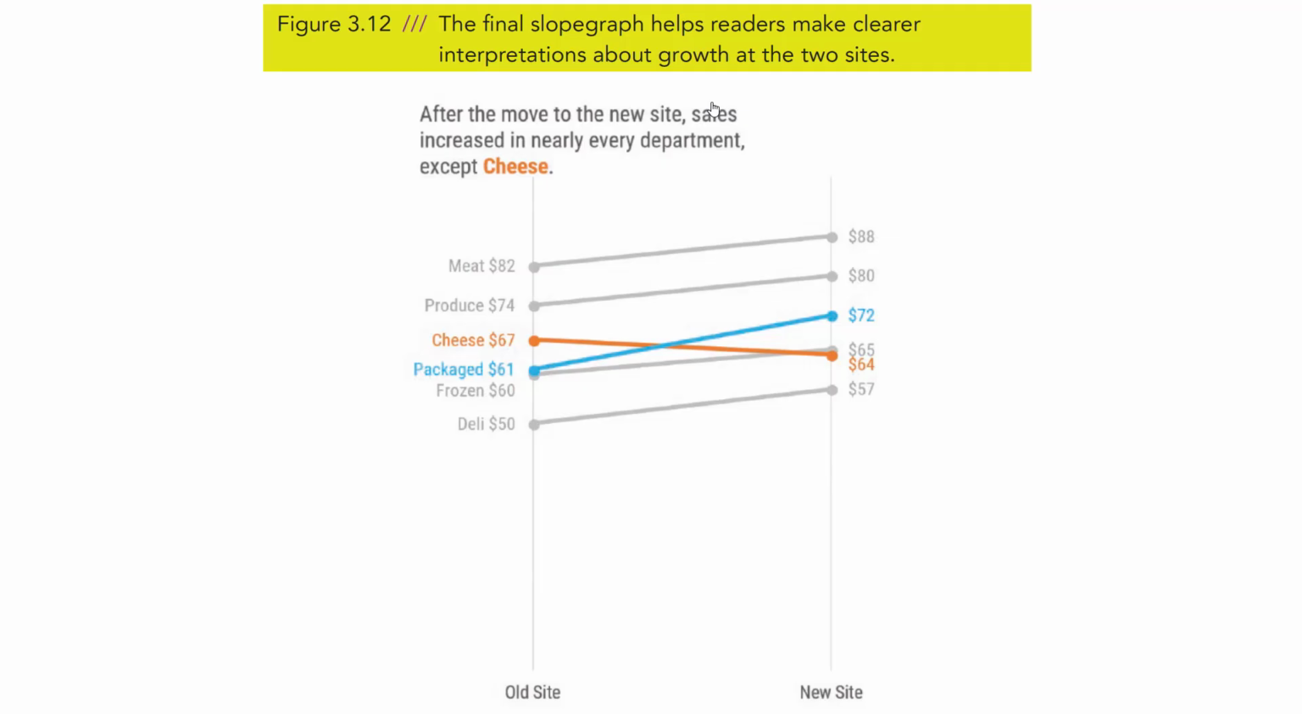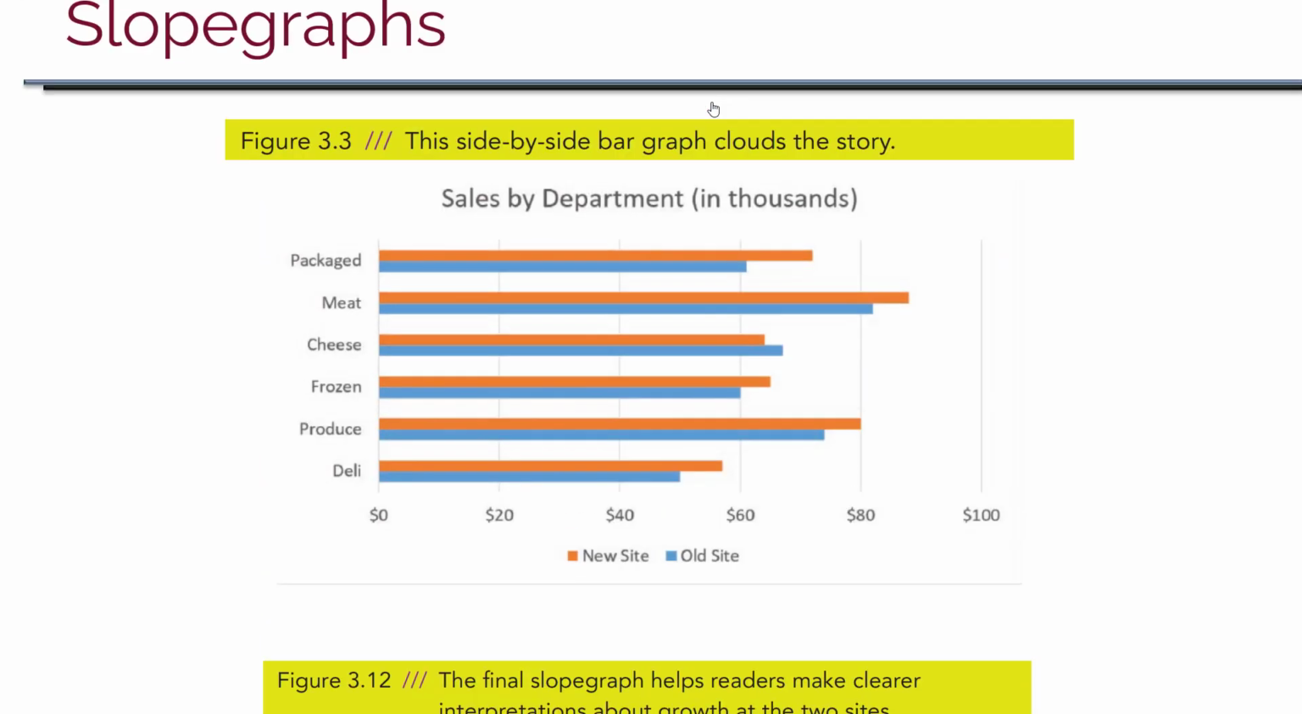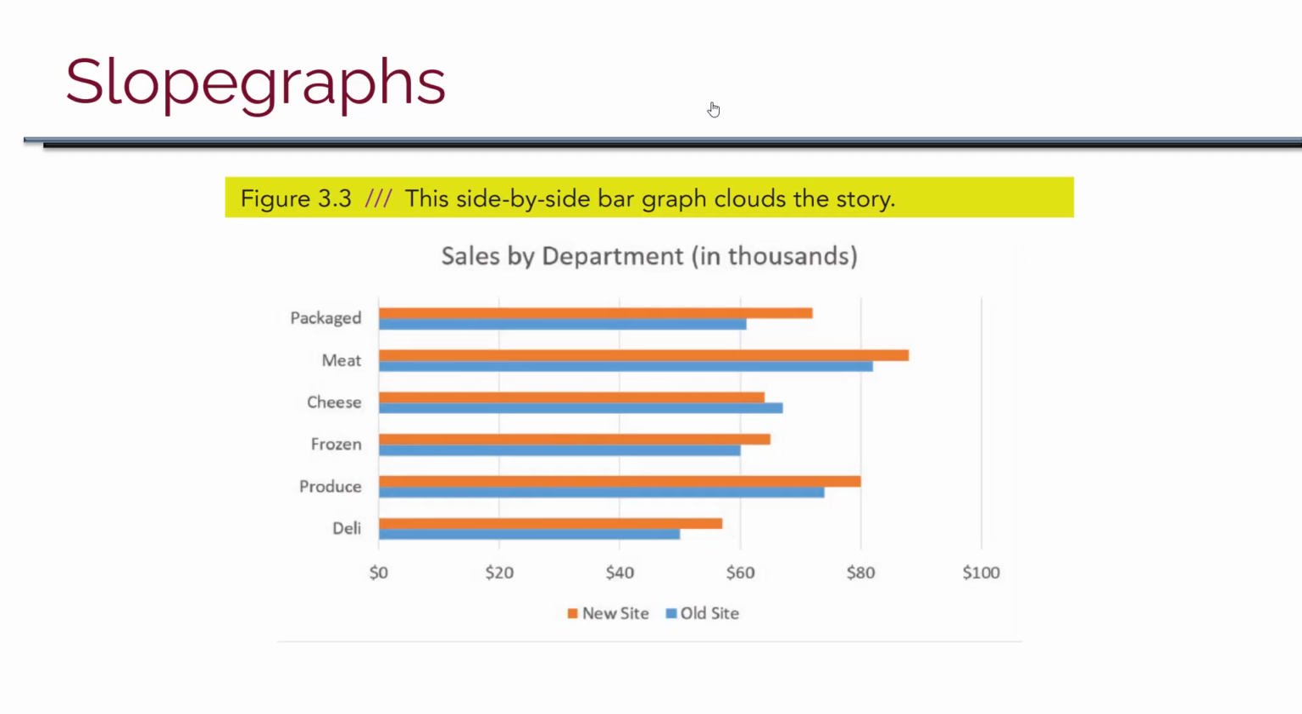Then for each department, you can see if there was an increase or a decline. So it makes it easier. Here you can quickly see that everything is going up, but the cheese department, I guess they have a cheese department, is declining, right? Whereas, was it easy to see that here?